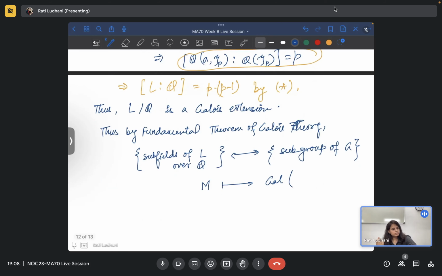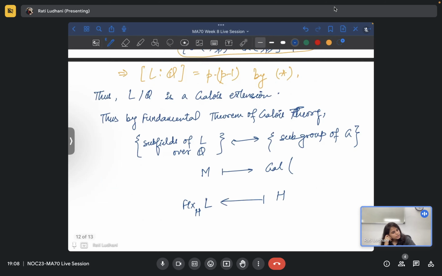So if you start with a subgroup, you should get the fixed field with respect to H of L. Okay, so let's see what we get if we go from here to here. This should be the fixed field of L over, okay, actually this should be this, because that is always a Galois extension, so that is required.